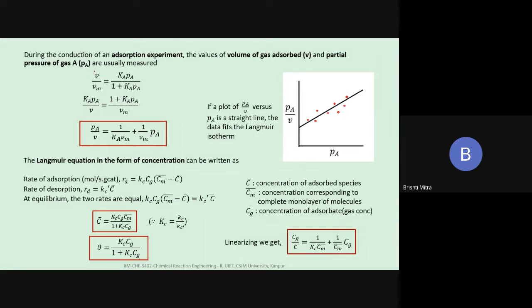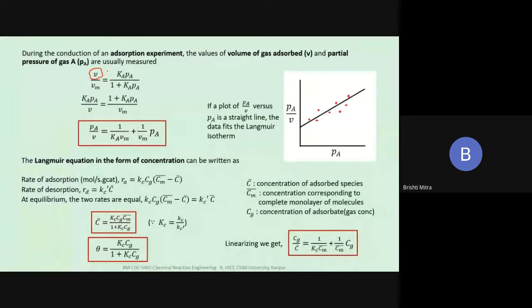So experimentally we can measure this value of the amount of gas adsorbed, and in the denominator we have the amount of gas that should be adsorbed at monolayer. And the partial pressure of A is something that can also be estimated or calculated. So instead of writing theta, I have written it as V by Vm, because we had seen that it was written as Ca dot S by Ct, which is also equal to V by Vm.